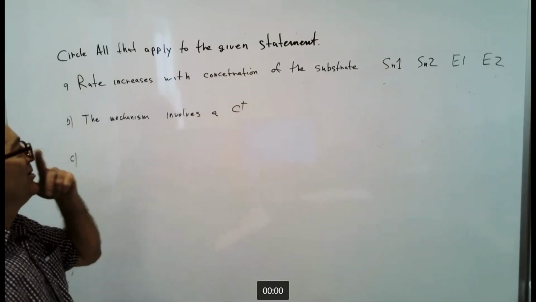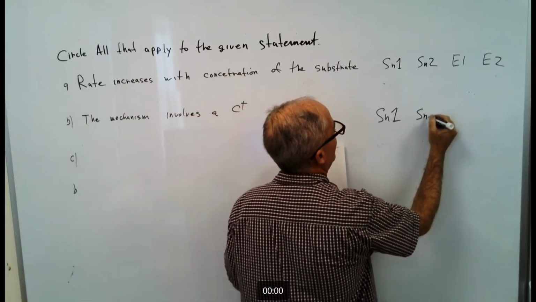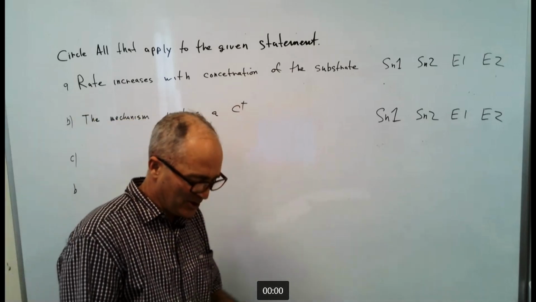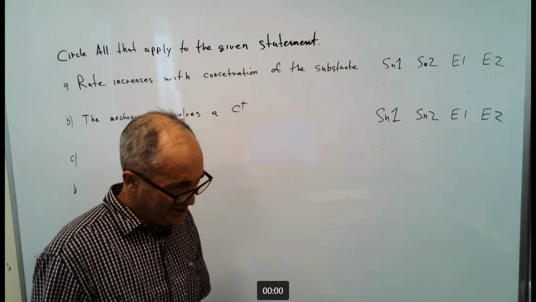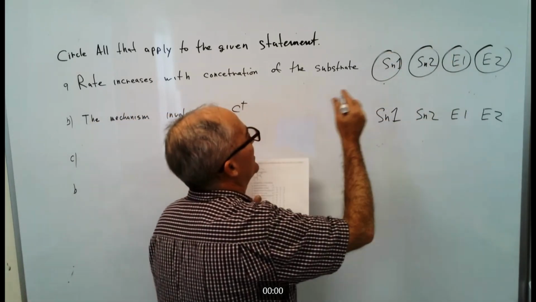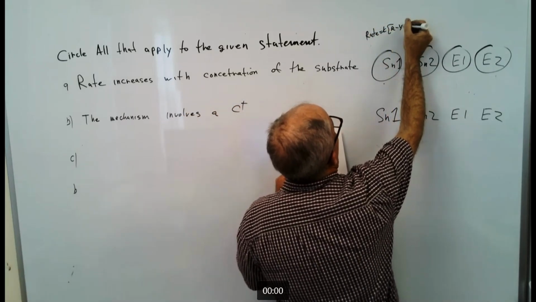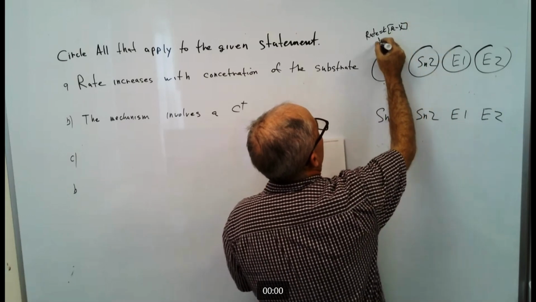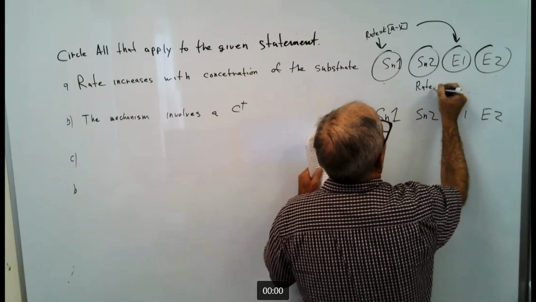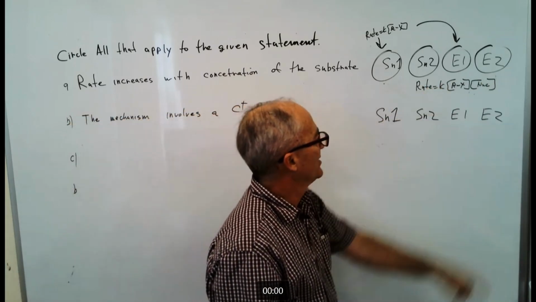So let's just do these two at least. Once again, there's a big list of eight of these. Rate increases with concentration of the substrate. What do you think? You want to circle just one? It's all of them, yes. Because for these we have rate constant, alkyl halide. That's for those. And for these, you have the same thing, except you got the nuke thrown in. All right, all of these will increase.